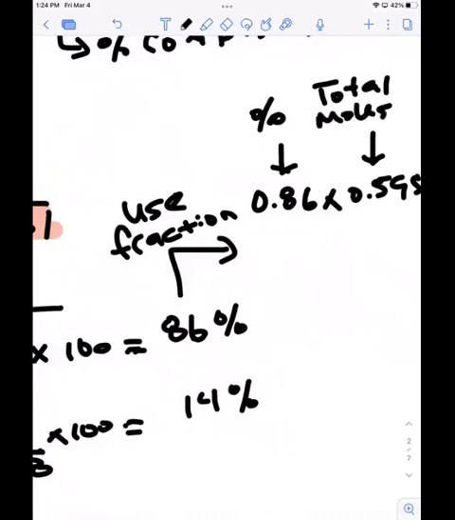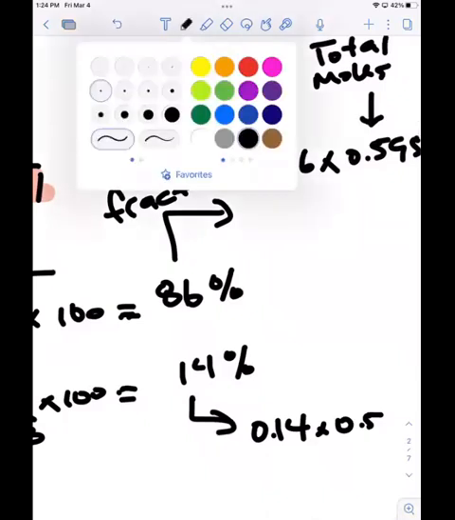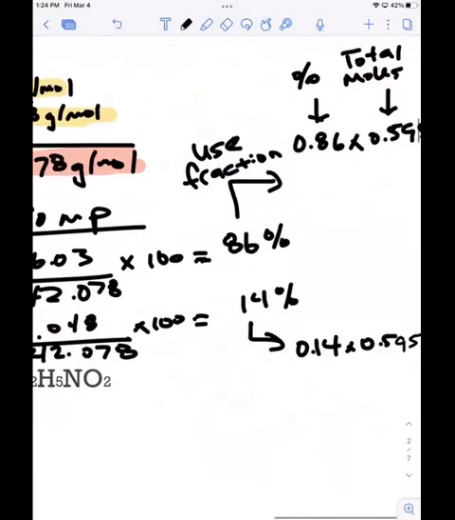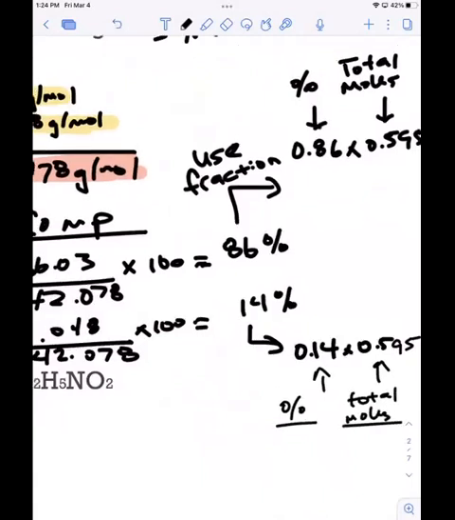So we can find out how much of those 0.595 moles are carbon. We'll do the same thing here. We can take 0.14 times 0.595. Again, that's the percent and total moles. All right. Any questions about that?